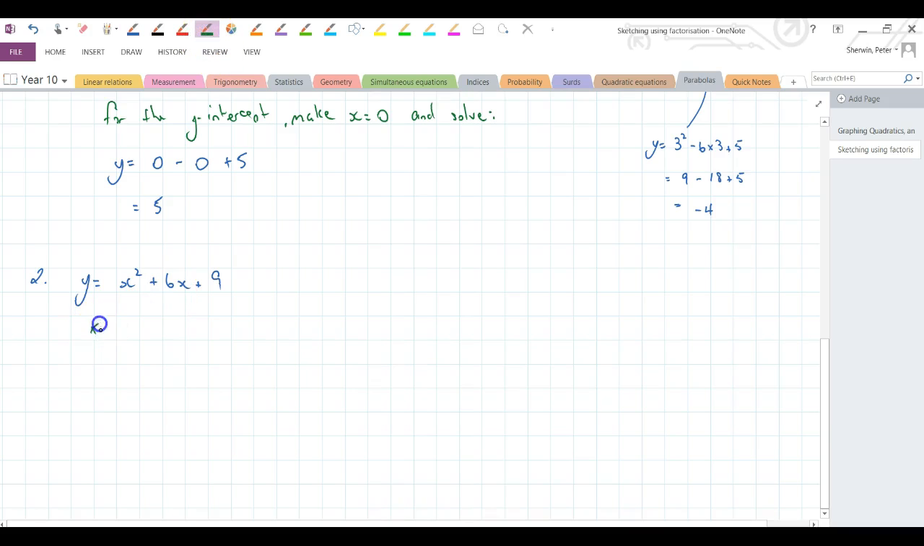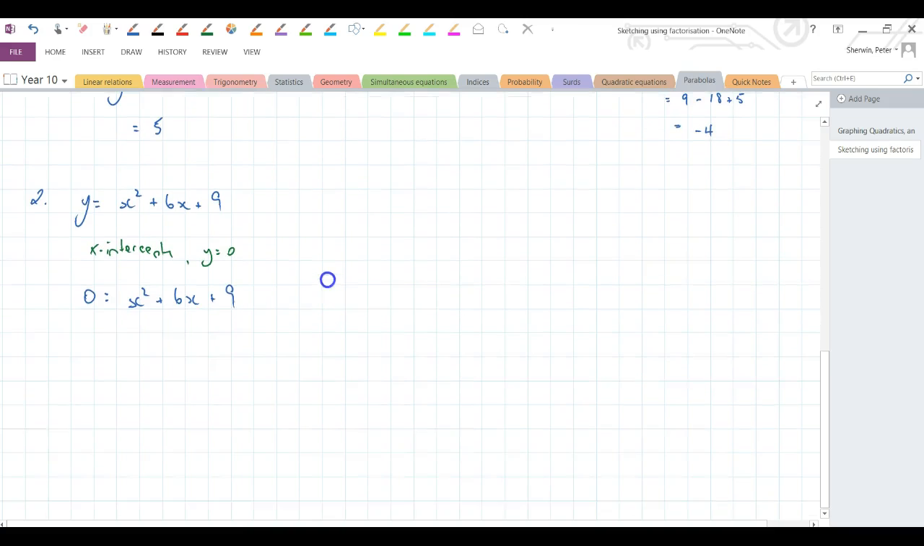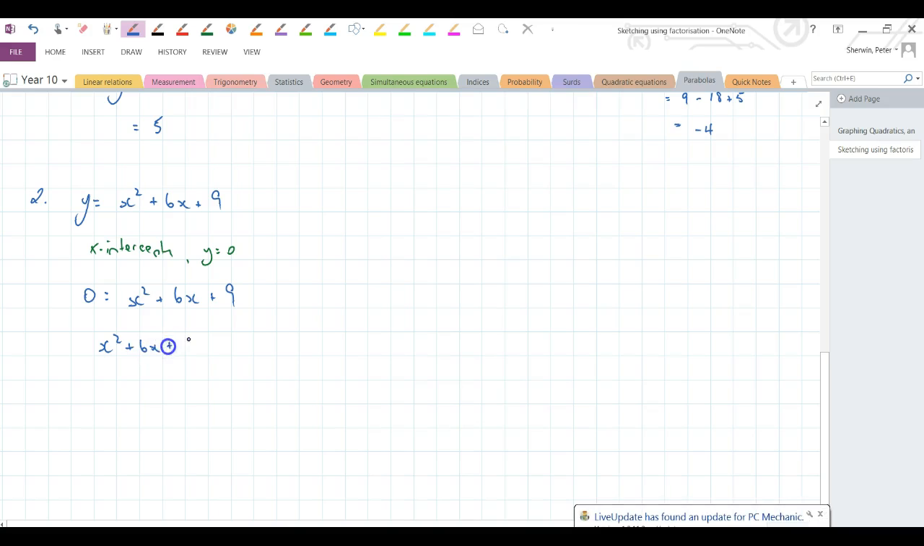So let's go through the process again. For x-intercepts, y is equal to 0. So make y equal to 0. You've got 0 equals x squared plus 6x plus 9. Now solve this equation. Switch them around. x squared plus 6x plus 9 equals 0. I'm looking for two numbers that multiply to 9 and add to 6. Alright, have you got them?